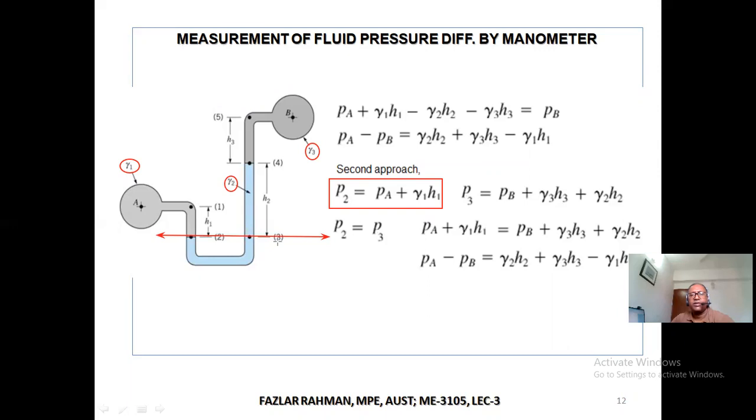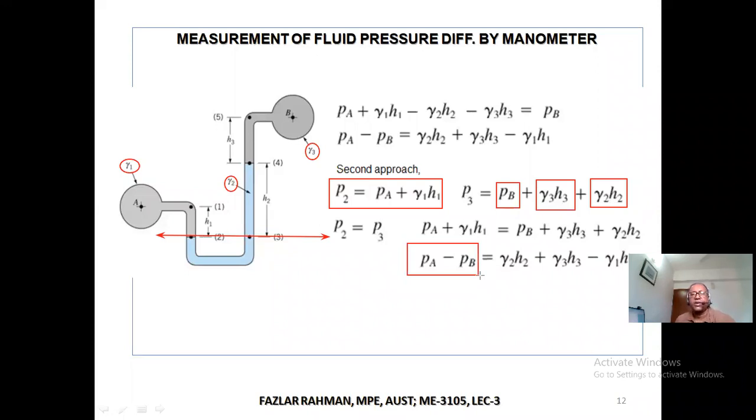What will be the pressure at point 3? P3 equals, start from point B. So PB, you are coming down, so plus H3 gamma 3. Then you're coming down this much, H2 gamma 2. Then you say P2 equals P3. Then you rearrange the equation, you'll get PA minus PB.